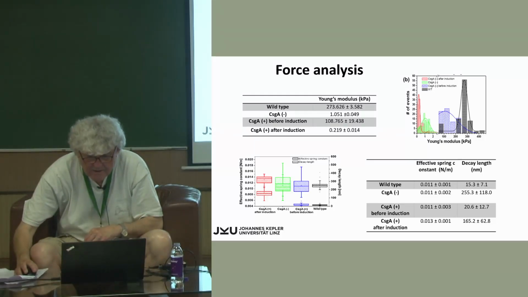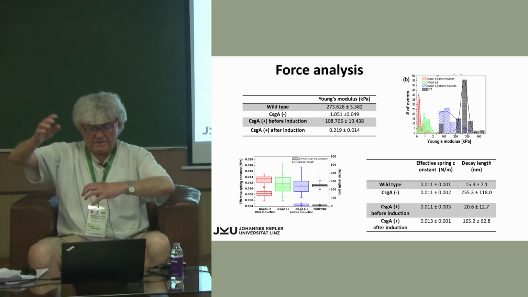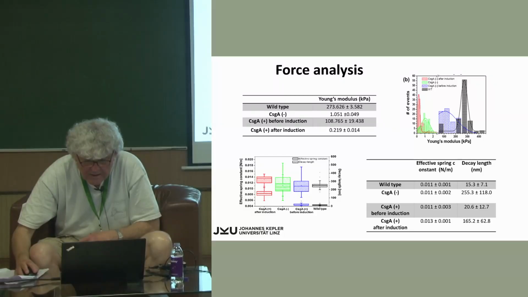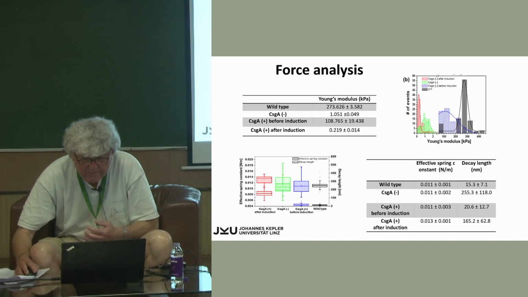But what is different is, for instance, the decay length, which gives you the properties of the polymer brush from the curly proteins. And what we see here, we see large differences, wild type and CSGA before induction. But if curly is produced, then the decay length is feelable. So here is clearly brush formation.